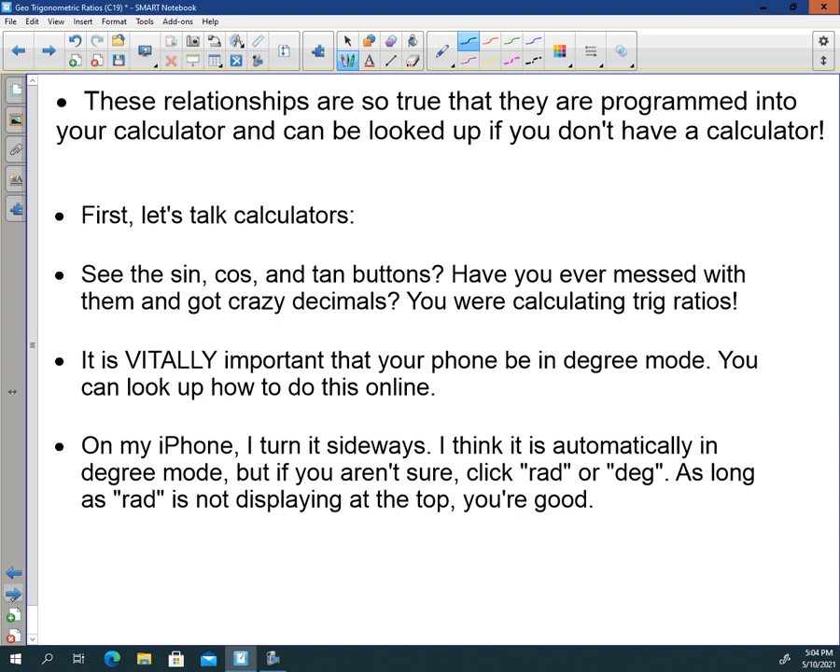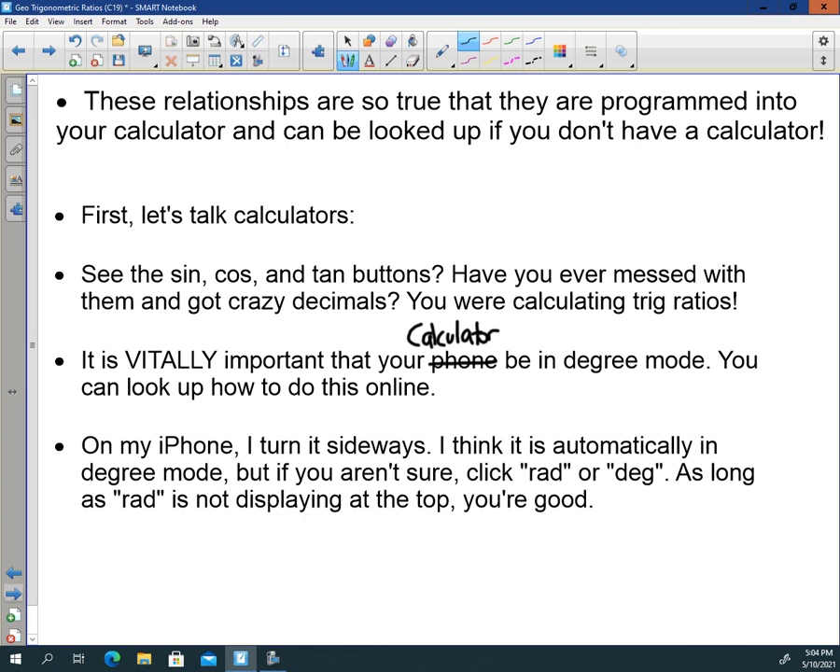It is vitally important that your calculator, even if it is on your phone, be in degree mode. And honestly, whatever kind of calculator you have, you might have to Google how to make that happen online. We can meet during office hours, I can help, but having your calculator in degree mode is vitally important.